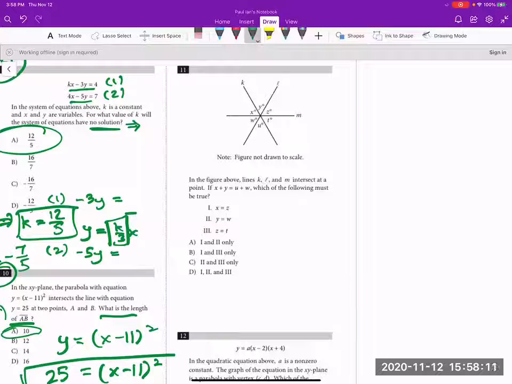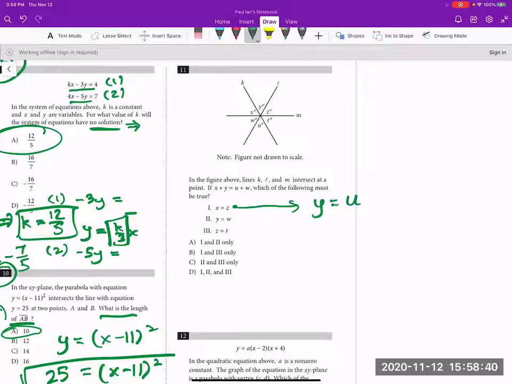let's just look at it. In the figure above, lines K, L, and M intersect at a point. If x plus y equals u plus w, which of the following must be true? So for the first one, let's look at if it's true. Since the angles marked y and u are vertical angles, this y and u, right? They're on opposite sides, they're vertical angles. What does that mean? That means they're the same, right?